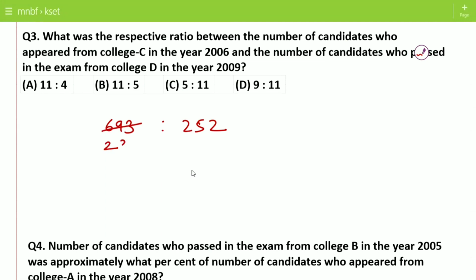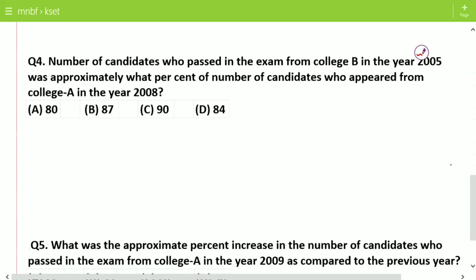So we'll go with the table of 3. 252 divided by 3: 3 8s are 24, 1 and 2, 3 4s are 12. So again we can go with 3, 3 7s are 21 and 3 7s are 21. 3 2s are 6 and 3 8s are 24. Then 77, 7 11s are and 7 4s are. So 11 is to 4, that is option number A, the correct answer for this.